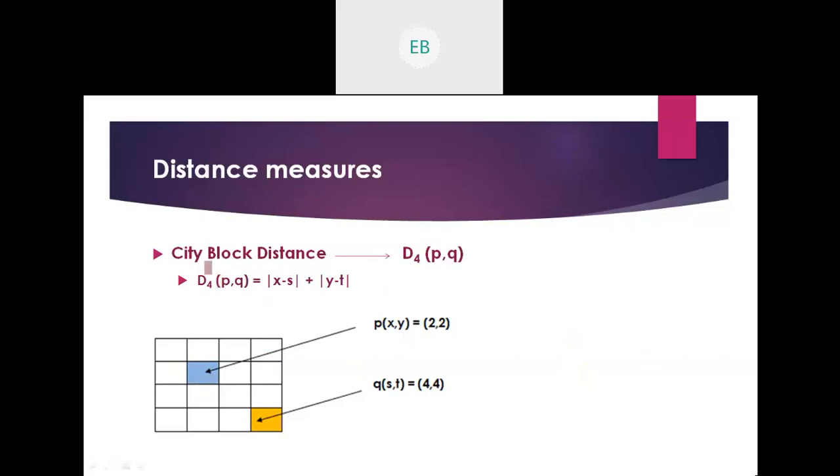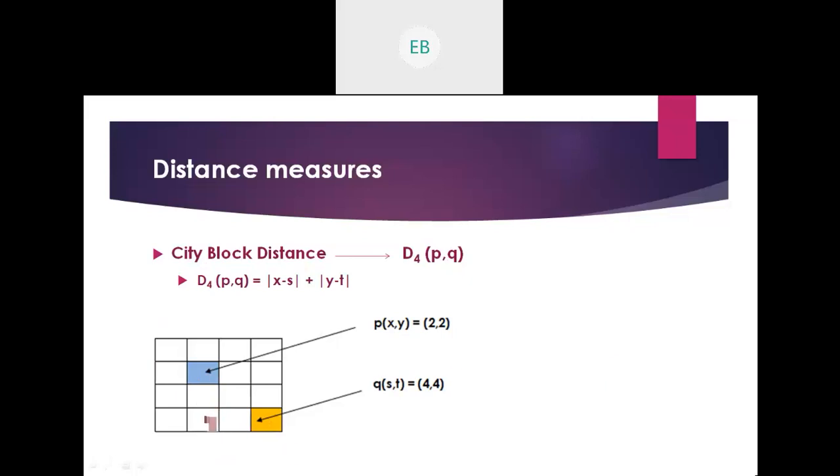Now suppose we want to calculate the city block distance from this point to this point. First we will calculate this distance, and then this distance. Suppose these two pixels, the distance is 1. Again, the distance between these two adjacent pixels is also 1. So 1 plus 1 is equal to 2.